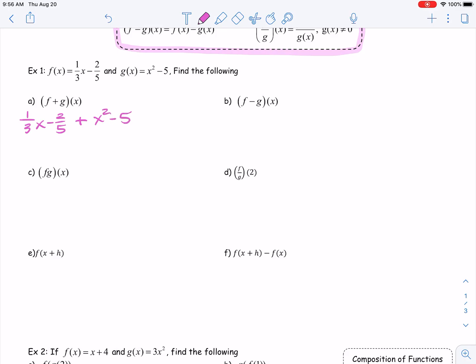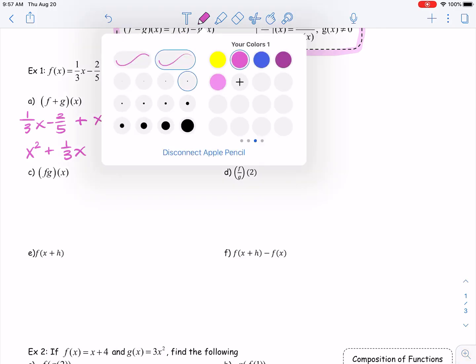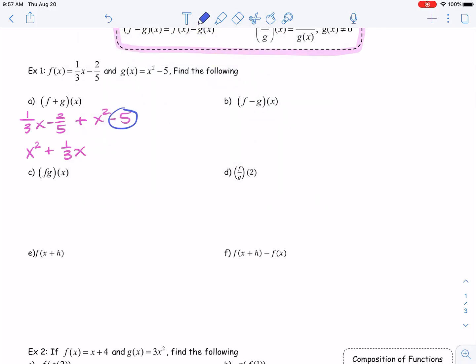At this point, we are just combining like terms. I only have one x squared. I only have one x term, and that's a positive 1/3 x. Now, I do have two constant terms: the negative 2 over 5, and the negative 5. To make my life a little bit easier, I'm going to take this negative 5 and write it as negative 25 over 5. Why do you think I would do that? Well, I want to combine it with my negative 2/5.